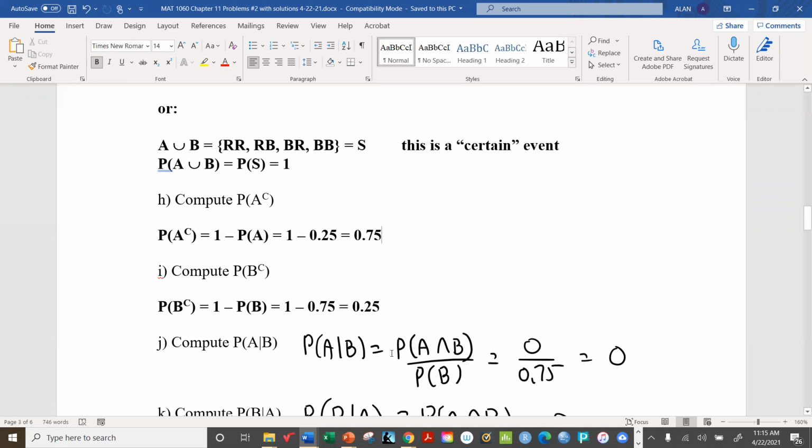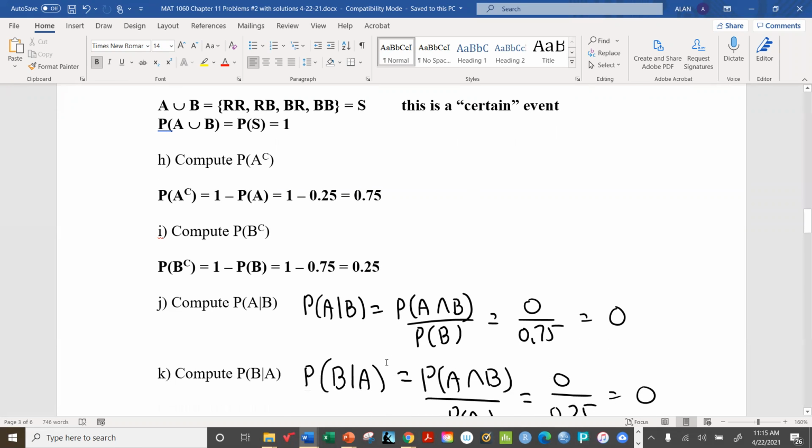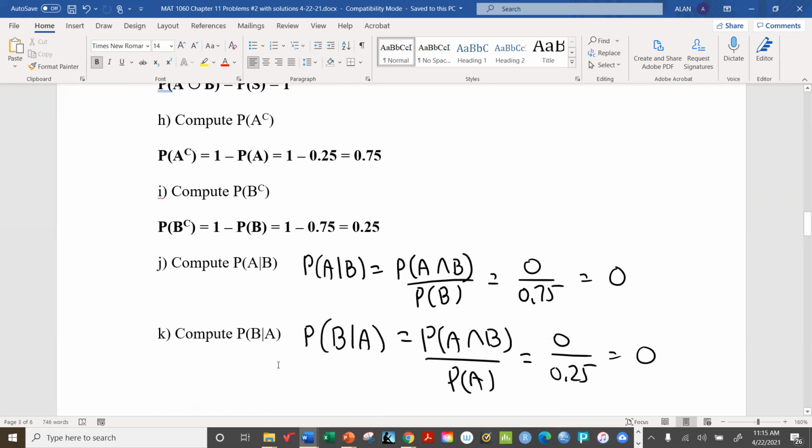And comparably, the same thing must be true for the probability of B given A, because we have the probability of the intersection divided by the probability of A, and therefore we have 0 over 0.25, which is 0.